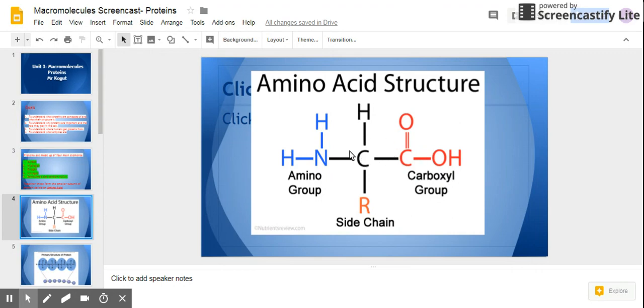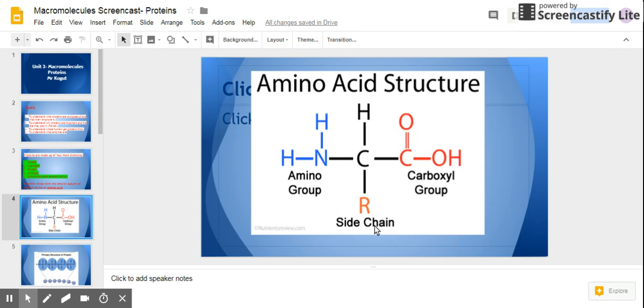What this picture is showing you is that it always looks the same in terms of having a carbon here with another carbon bonded to it, an oxygen and a hydrogen, a double bond with another oxygen, this hydrogen, this nitrogen on the other side, and hydrogen bonded to that. Those are called the amino group, which is the nitrogen and hydrogens, and the carboxyl group, which is the carbon with the double bonded oxygen and the oxygen and hydrogen.